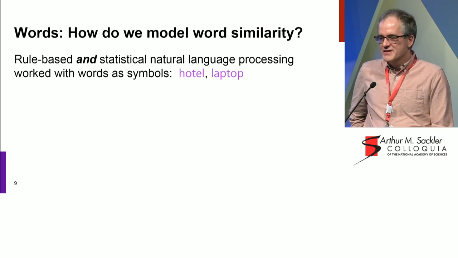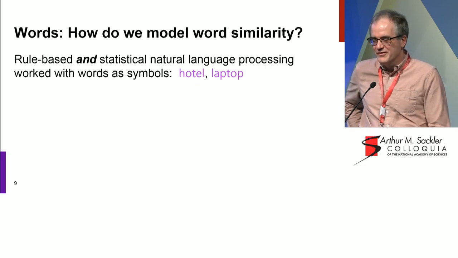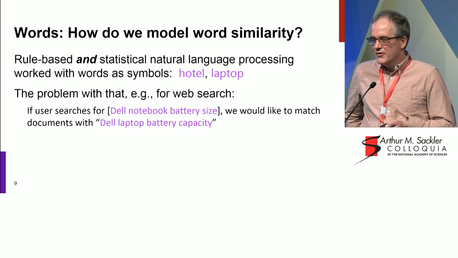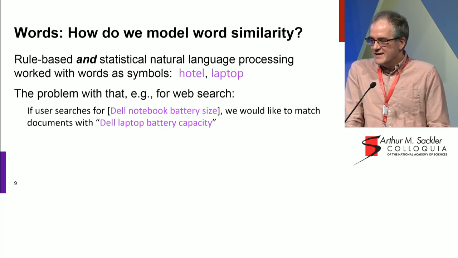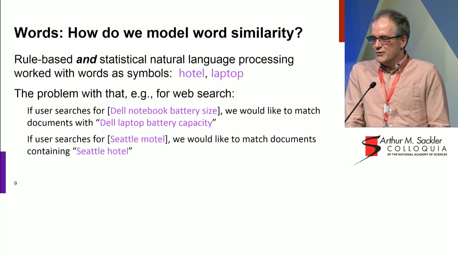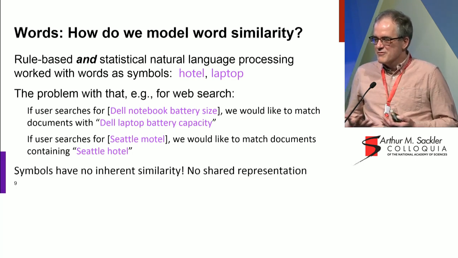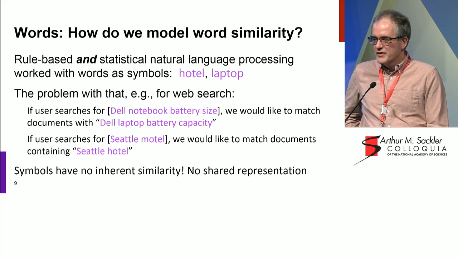One of the first limitations you can notice in these models is that any of these rule-based or kind of statistical natural language processing models of the 90s and 2000s still worked with words as symbols, like hotel and laptop. And the problem with that is then we don't have any natural model of how words are similar to each other. So for example, in web search, if a user searches for Dell notebook battery size, we'd also like to match with Dell laptop battery capacity. Or if you search for Seattle motel, you'd like to match with Seattle hotel. And that's not something we get for free from symbols. There's no shared representation between these different symbols for words, even though they're similar in meaning. And so people have wanted to work to solve that.